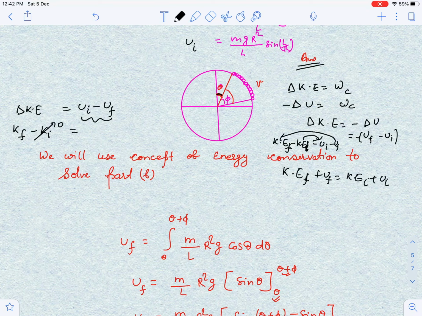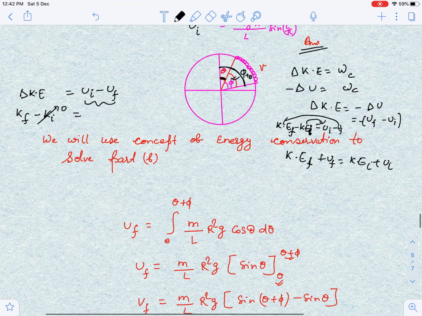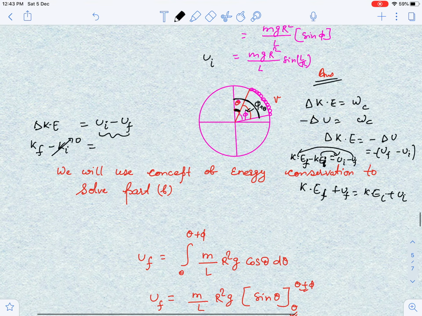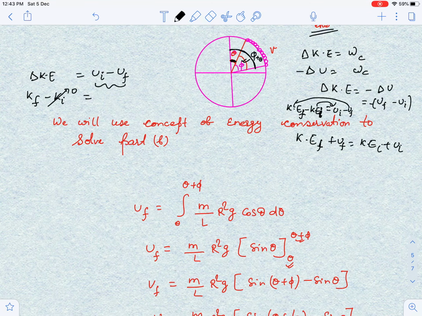So I will integrate from theta to theta plus phi. So phi plus theta is the integration limit I will put, guys. Why? Because upper limit minus lower limit, if you subtract, gives only the required value. So I have taken upper limit theta plus phi and lower limit theta, and this value of potential energy I have taken as it is, from m by L r square g cos theta d theta.